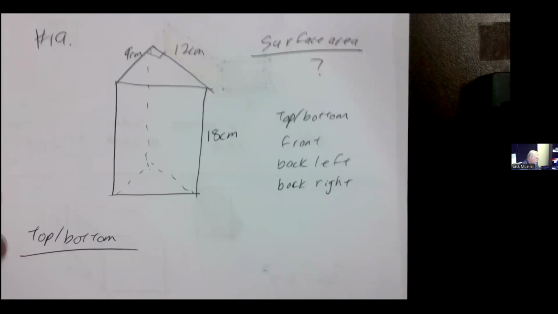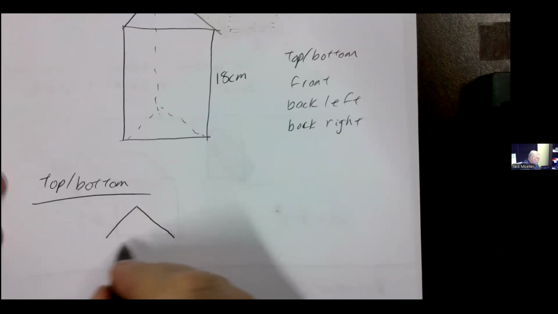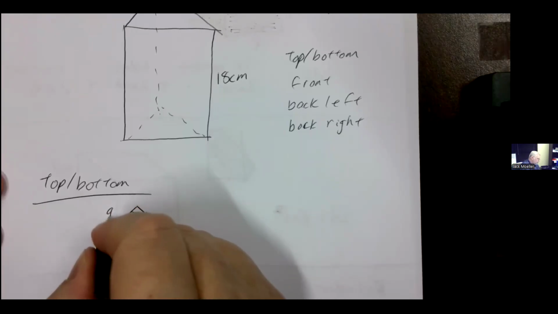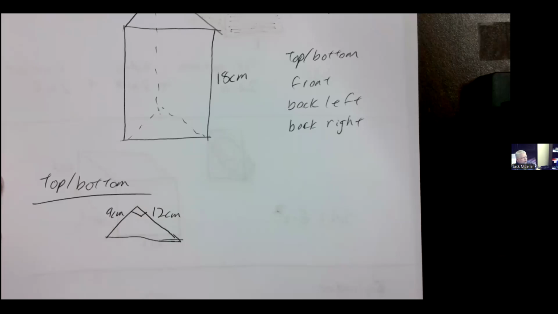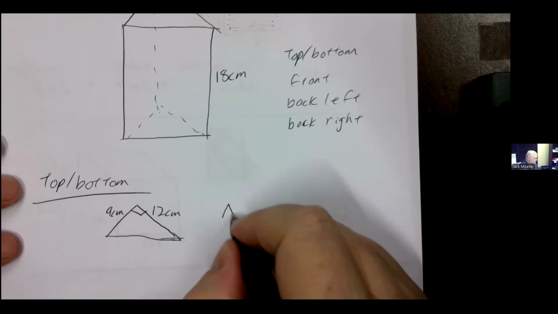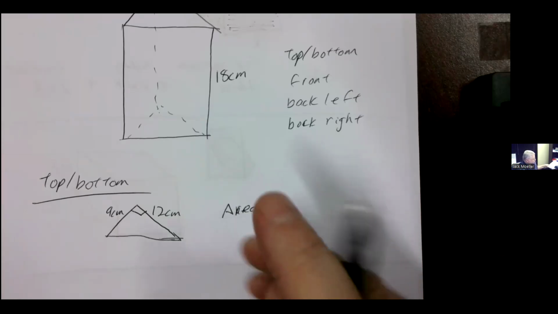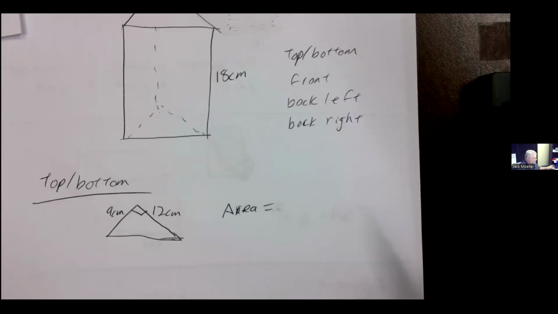If we look at the top, what shape are we dealing with? We're dealing with a triangle, especially since we know that this is 9 centimeters and this is 12 centimeters. So what's the formula for the area of a triangle? If you don't remember, area is 1/2 base times height.